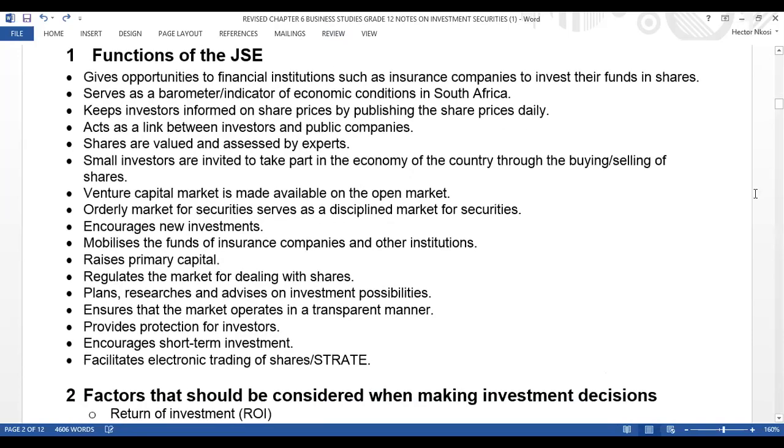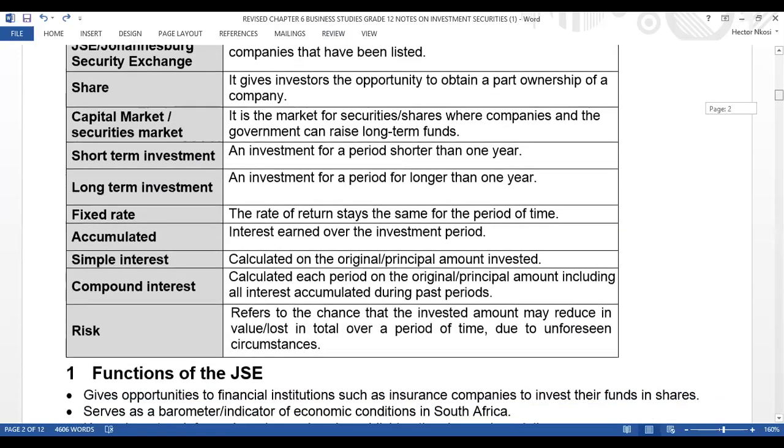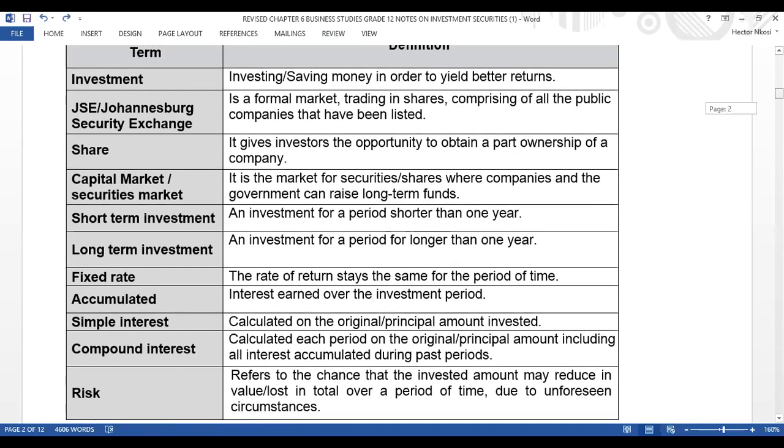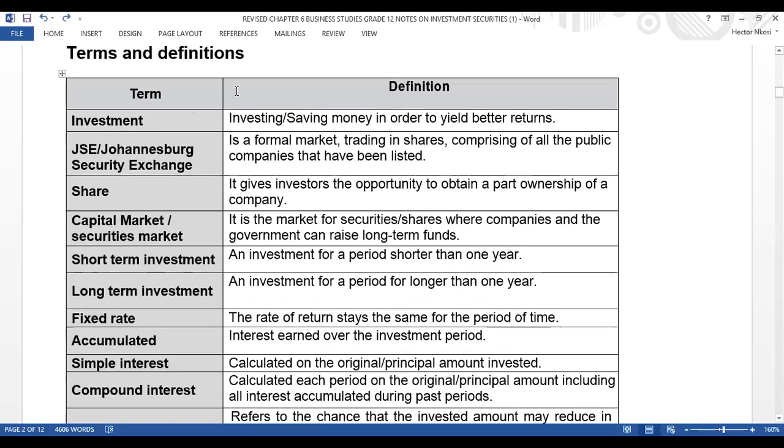Now, boys and girls, let's start with the first term, investment, right? So the first term says investment, and its definition says: investing or saving money in order to yield better returns, right?